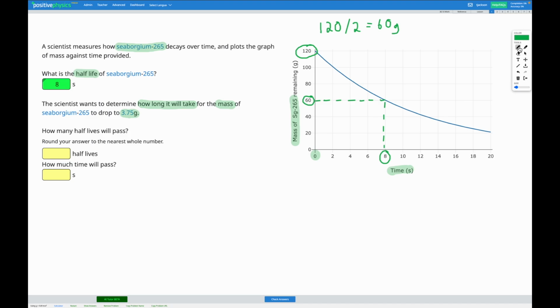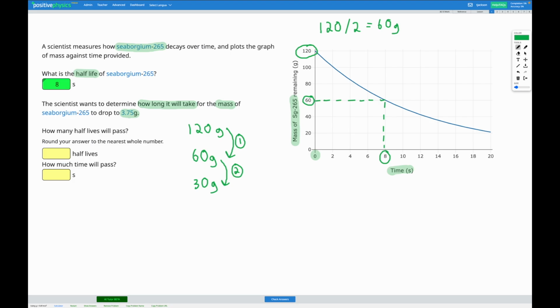So we're starting with 120 grams. Over one half-life, that is going to drop to 60 grams. So that is our first half-life. As we saw on our graph here, to drop from 120 to 60 grams took 8 seconds, which is our half-life. Then it's going to halve again. From 60 grams, it's going to halve to 30 grams. So I'm just dividing by 2 each time. So that's our second half-life. Again, we showed that on the graph.